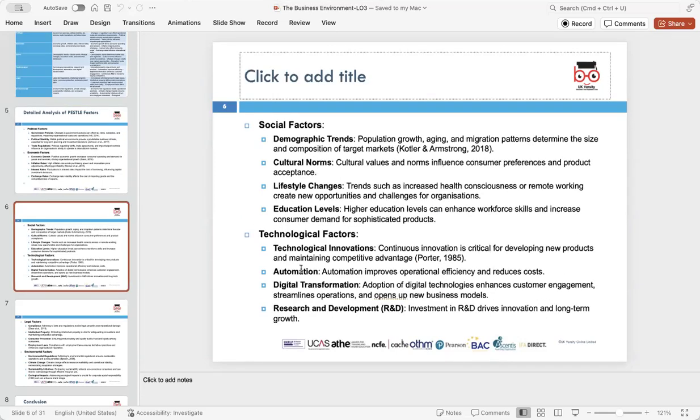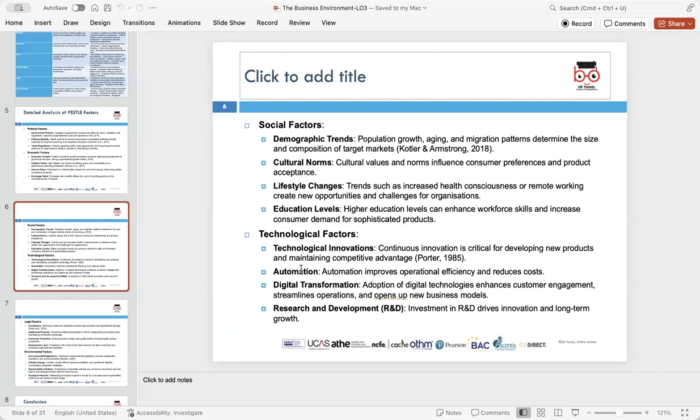Next, we will talk about social factors and technological factors. Things that come under social factors are demographic trends, cultural norms, lifestyle changes, and educational levels. Demographic trends refer to changes in population size, age structure, and migration patterns.